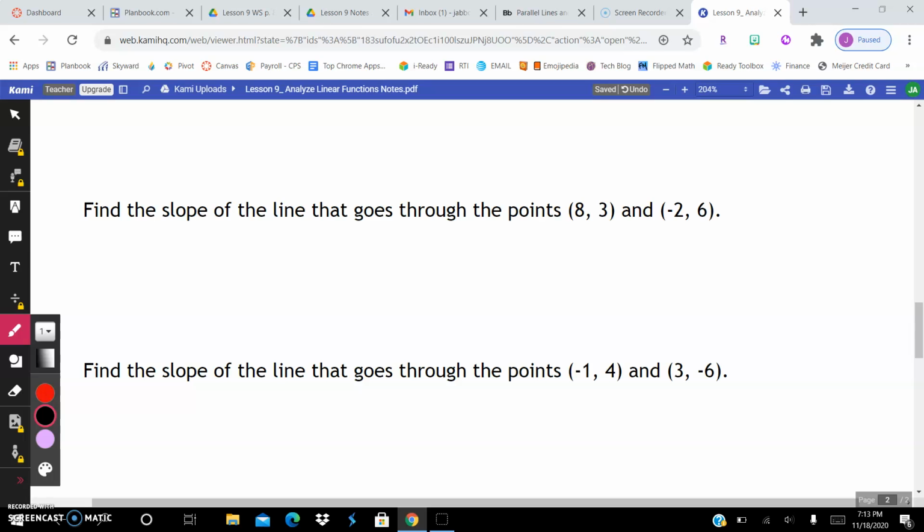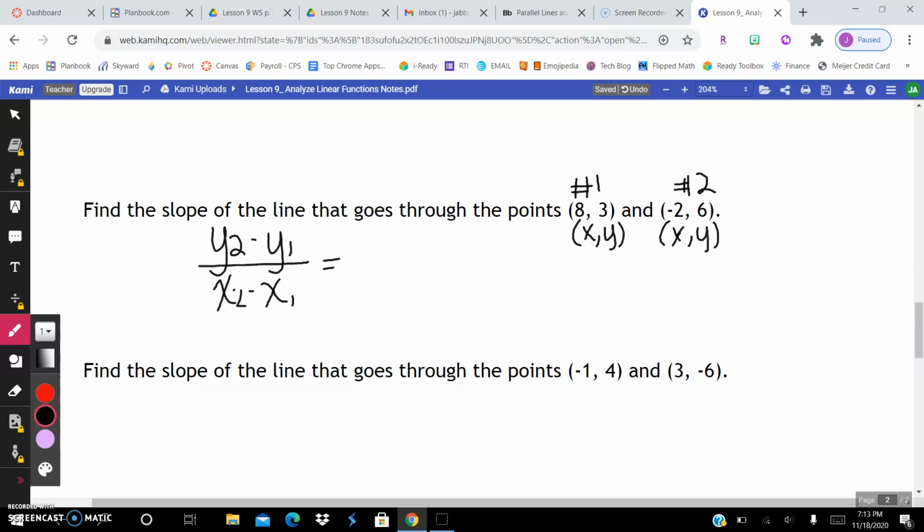All right, let's use the slope formula here. It says find the slope of the line that goes through the points 8, 3, and negative 2, 6. So we are going to use this formula. And remember, the first point are your number 1s, and the second point are your number 2s. So we're going to start off with the top. We're going to have y2 minus y1.